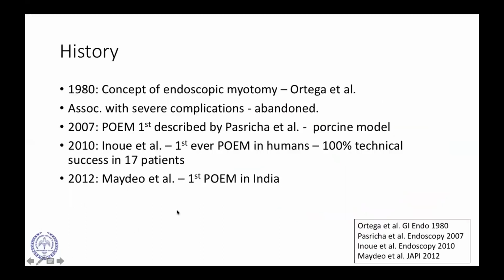The concept of endoscopic myotomy came about in 1980 by Ortega and colleagues. Over the years, it was found to have been associated with severe complications and was abandoned. In 2007, POEM was first described by Pasricha and others in a porcine model. In 2010, Inoue in Japan performed the first ever POEM in humans. They showed 100% technical success in 17 patients.